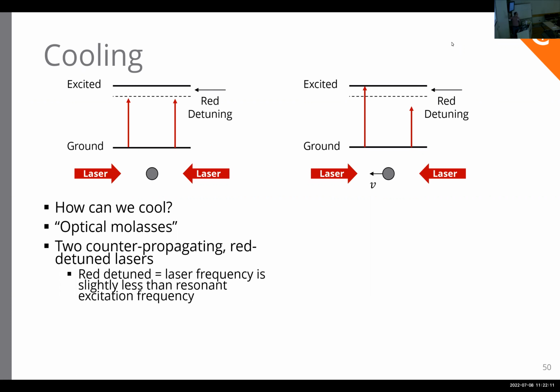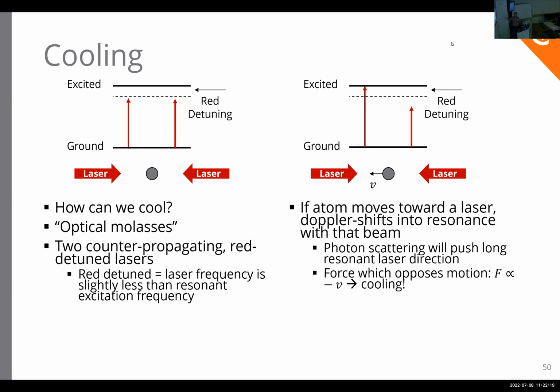But that will push you this way, because remember, the laser beam has momentum. The photons have momentum going this way. So you'll get a push the other way. The same is true if you do the opposite argument and move this way, you'll start getting pushed this way. So in other words, you feel a force which is proportional to the negative of your velocity. But that's a viscous damping force. That's a cooling force. It tends to push you to a 0 velocity state, which is lowering the temperature.